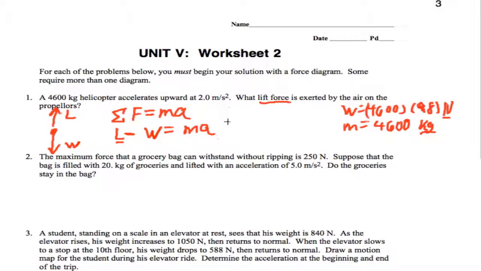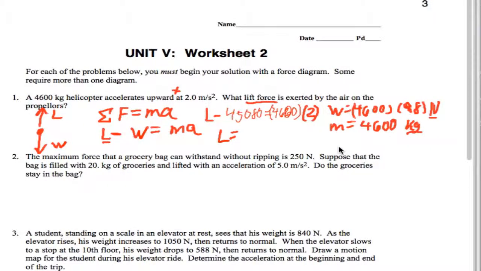And so we're going to plug in our numbers here. We're going to get the lift force minus, and when I get 4,600 times 9.8, that's going to give me 45,080 newtons. And the effect is that the 4,600 kilogram helicopter, now the acceleration is upwards, which is the positive direction. So we multiply that by 2. And so we can go ahead and we end up getting a lift force of 54,280 newtons.